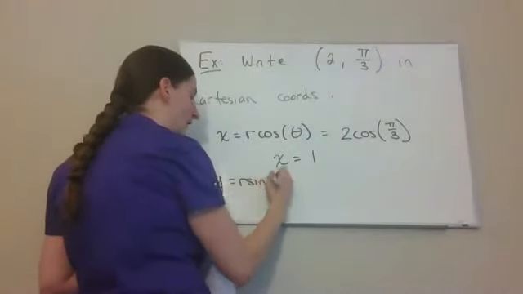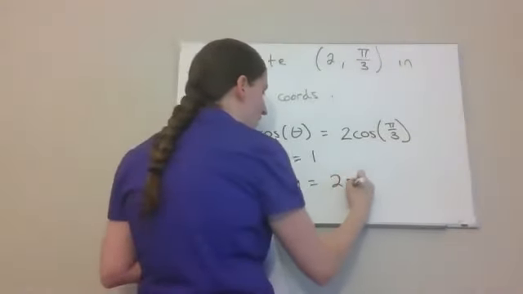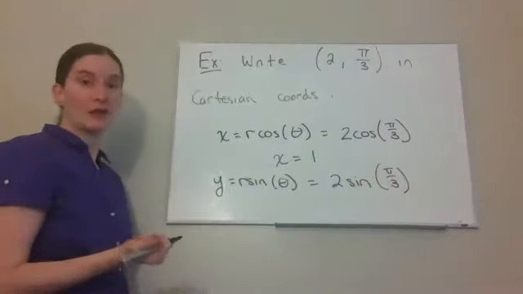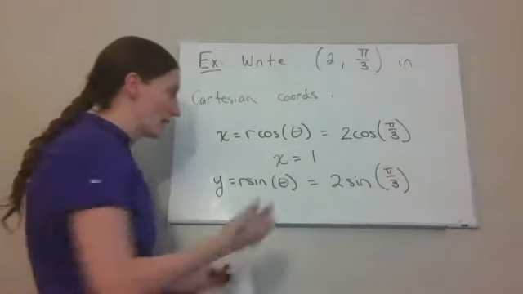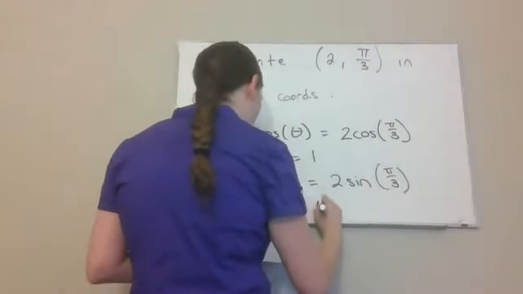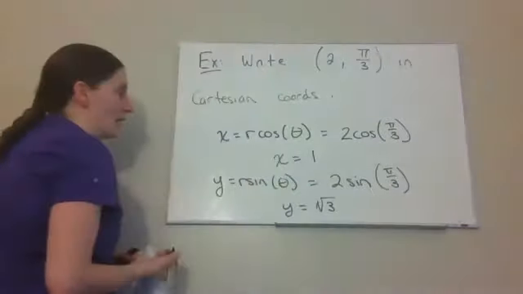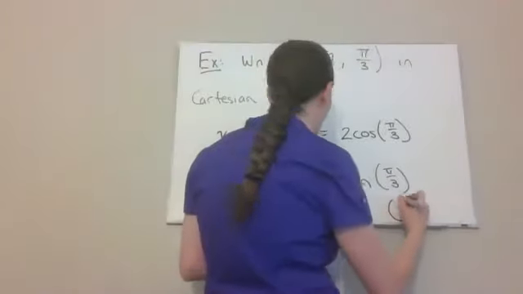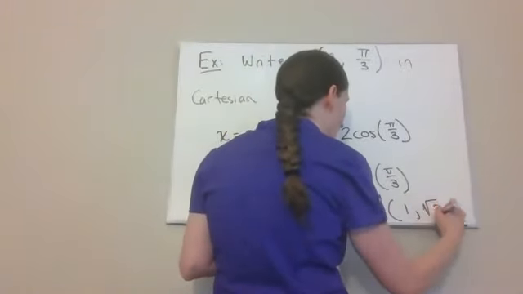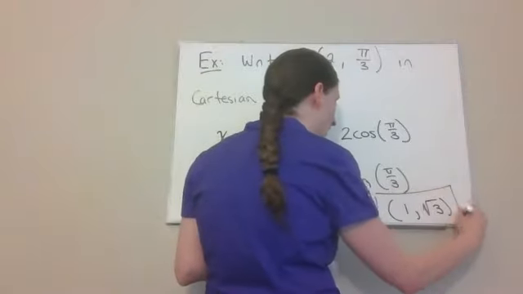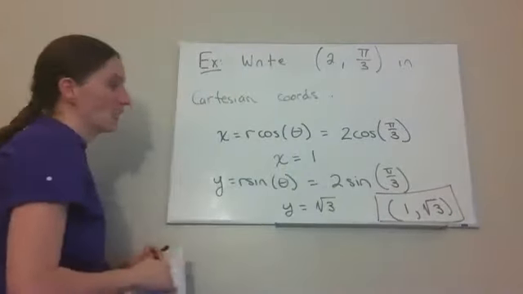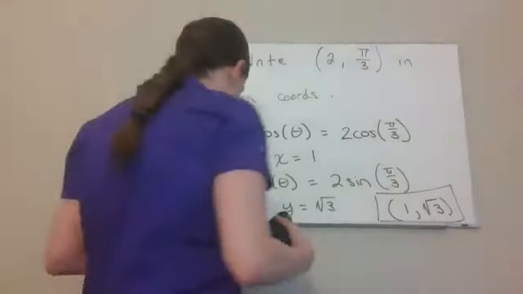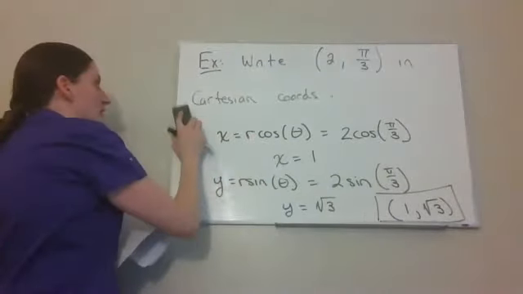Y is equal to r sine theta, so I get 2 sine of pi over 3. Now sine of pi over 3 is square root of 3 over 2. So 2 times that, I get y equals the square root of 3. So that means that my point 2, pi over 3 in polar coordinates is the same thing as the point 1, square root of 3 in Cartesian coordinates. That wasn't too bad converting between polar to Cartesian. And now we're going to go the other direction.